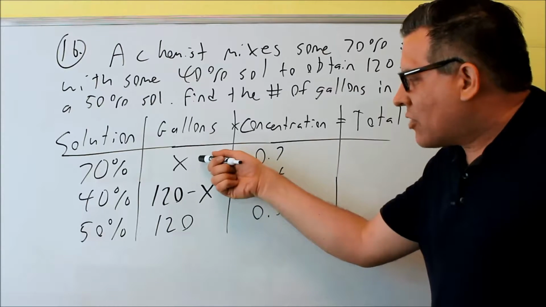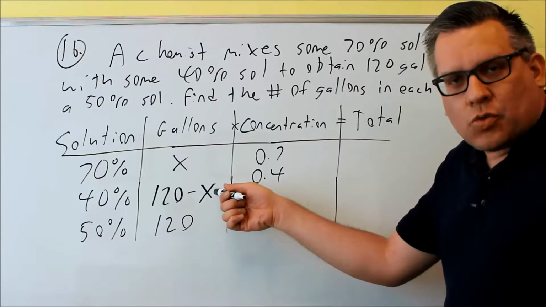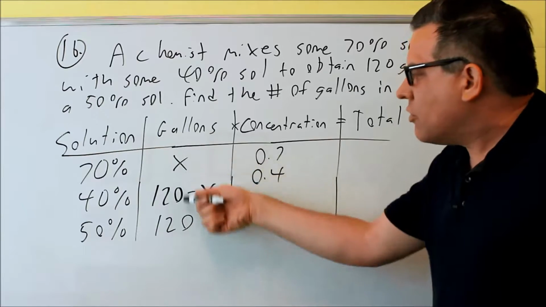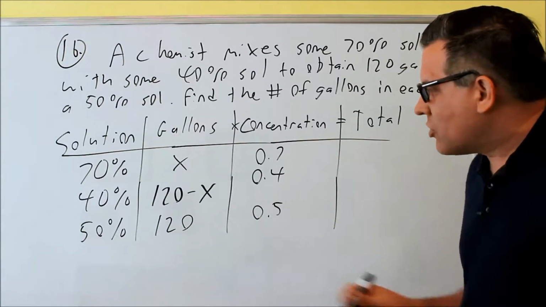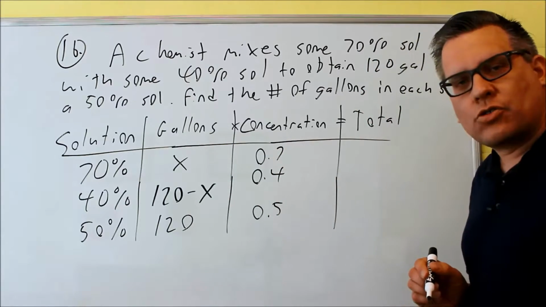So I have x amount, the rest of it must be 120 minus x. So if I were to add these two things together, it would add back up to the total 120 that I have. So these are the expressions I'm going to use for each one.